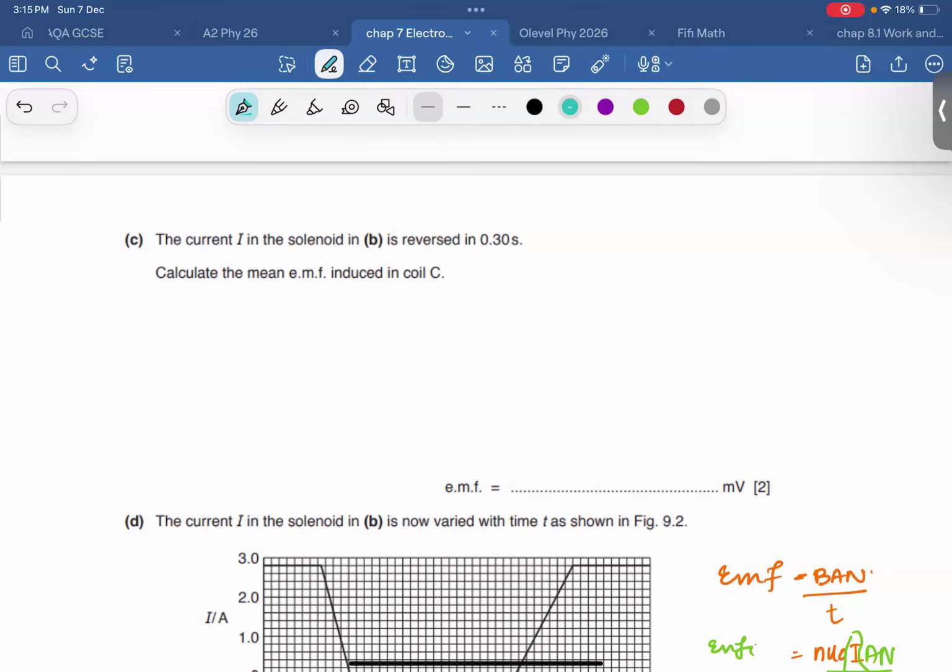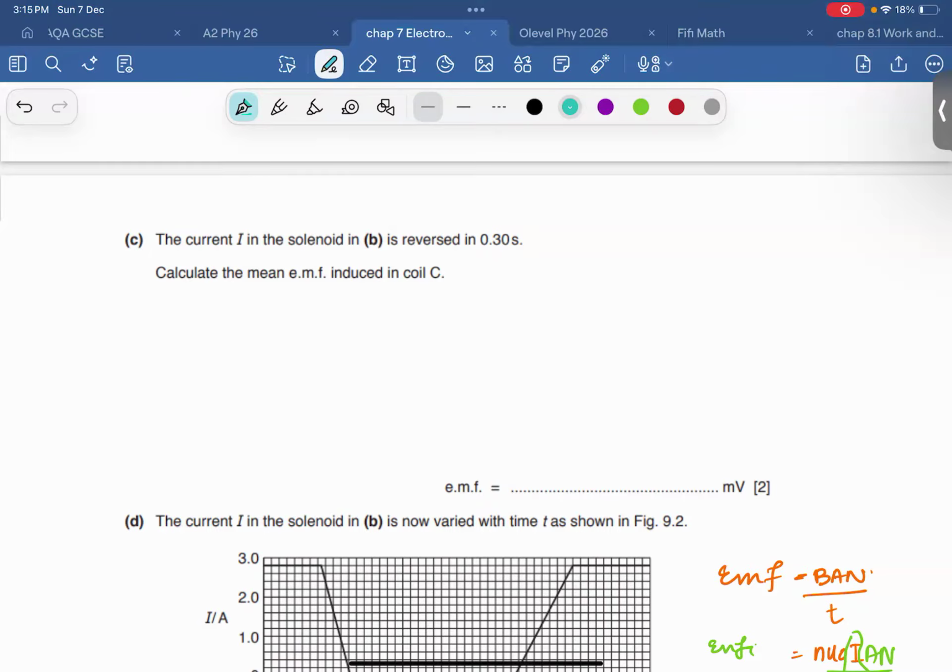The current I in the solenoid in B is reversed in 0.3 seconds. Calculate the mean EMF induced in coil C. Okay, so to find the mean, you just need to divide the two. Okay, divide that by two.